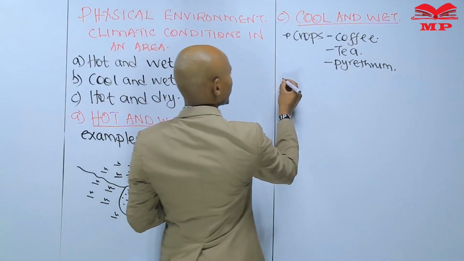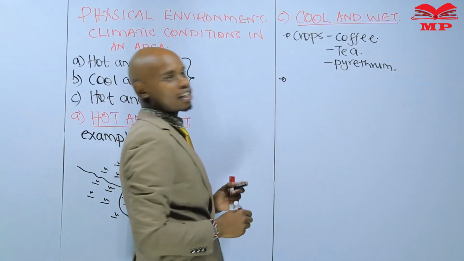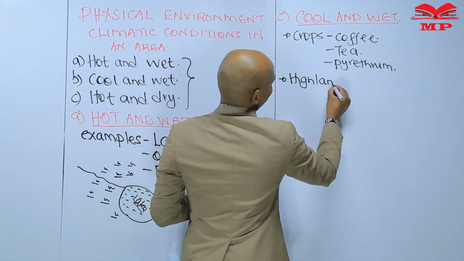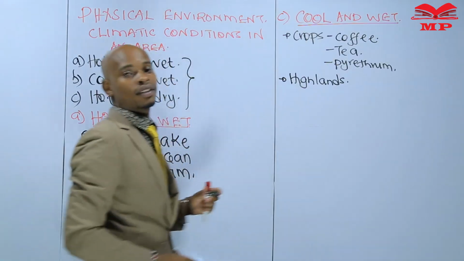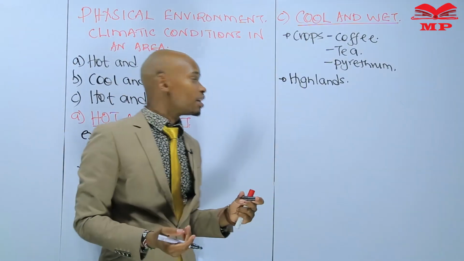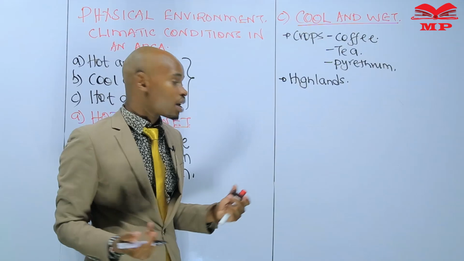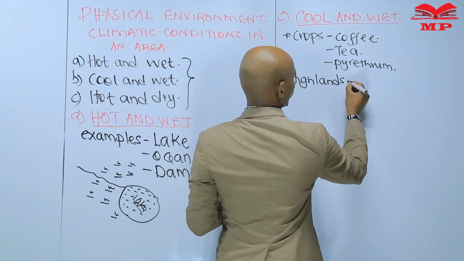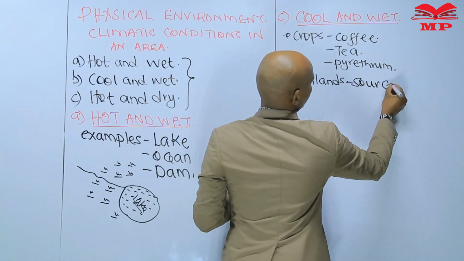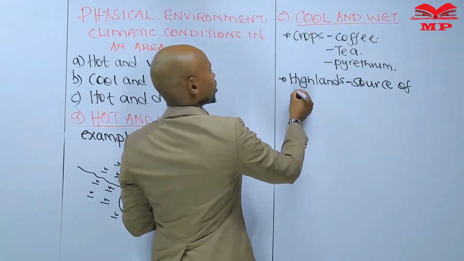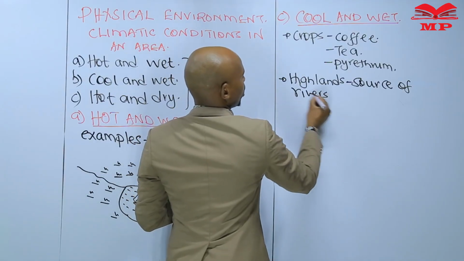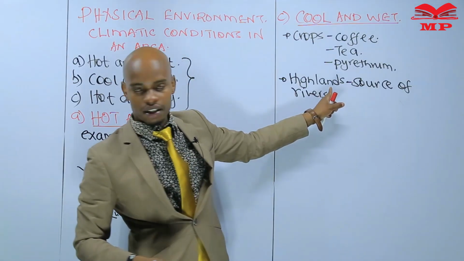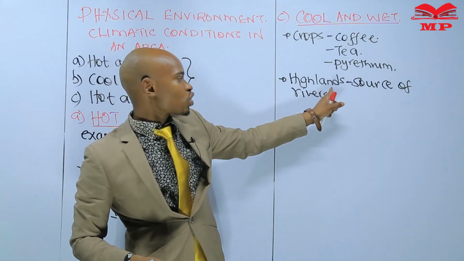Another thing that will give us a very good evidence of cool and wet conditions is highlands. How will you know that a place is a highland? In most cases, in highlands, that is where you will see the source of a river. Most rivers have their sources in the highland.